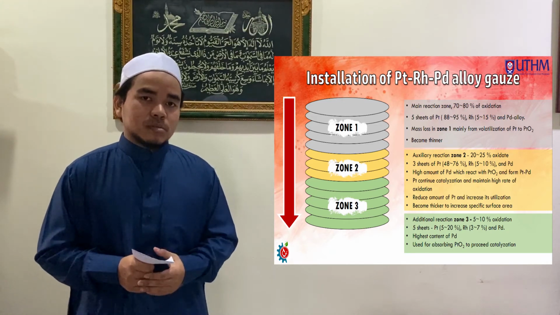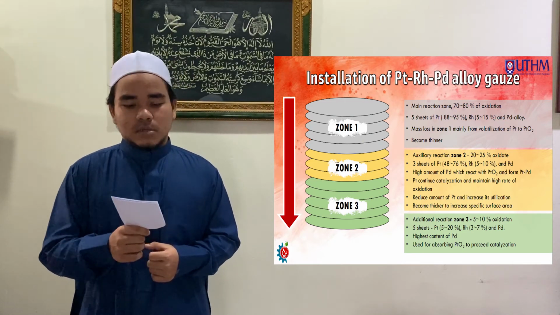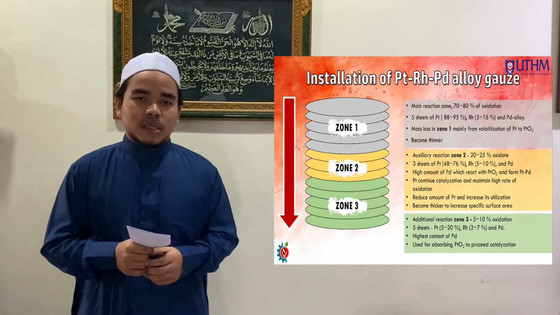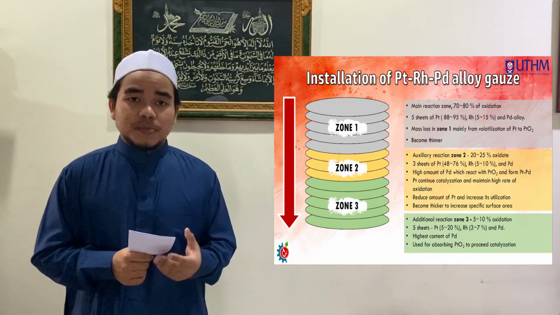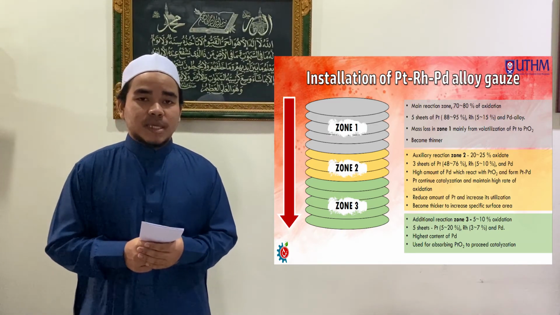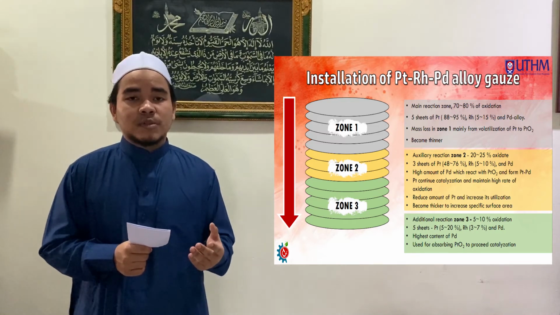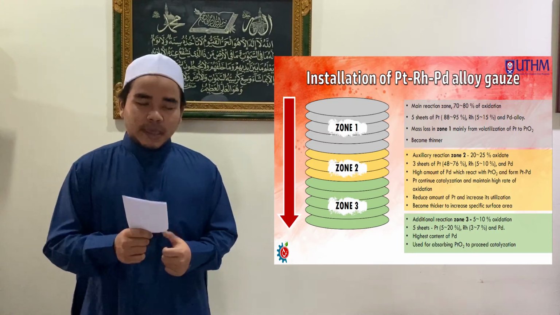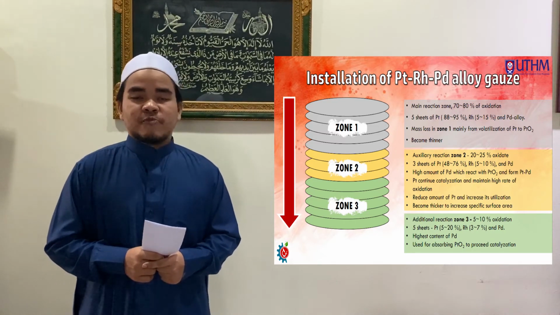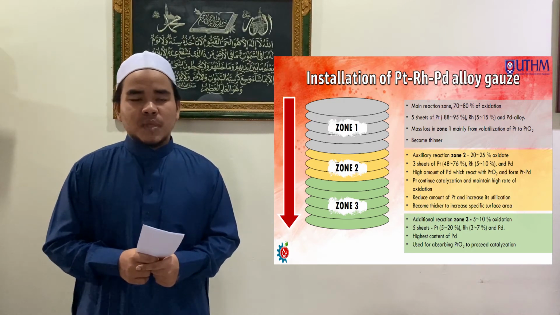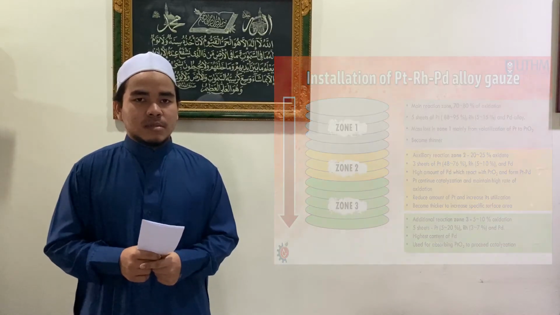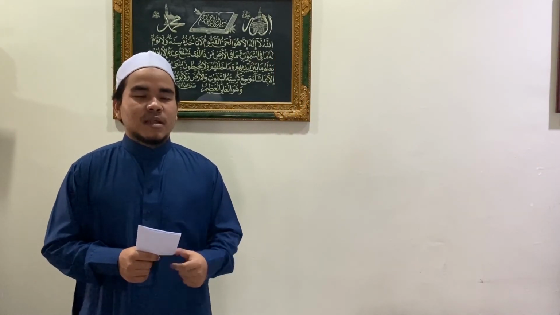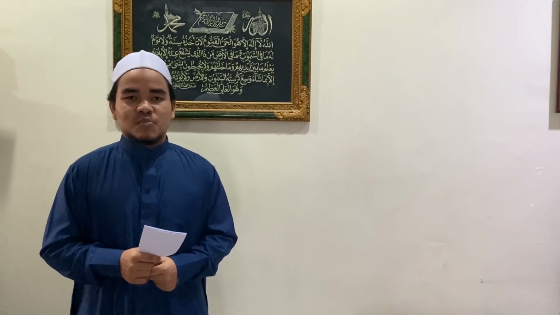In the last zone, 5 sheets of catalyst alloy gauze are installed. In this zone, it has the highest content of palladium, which can be used to absorb the platinum dioxide and will continue the catalyzation process. Hence, this improvement will eventually meet the sustainable development element requirements. That's all from me. Let's proceed to the last part of this presentation.